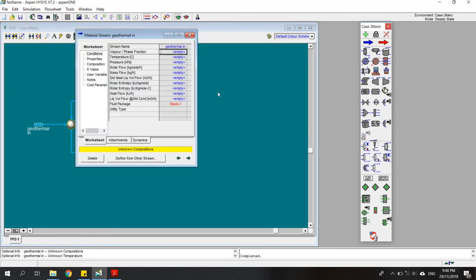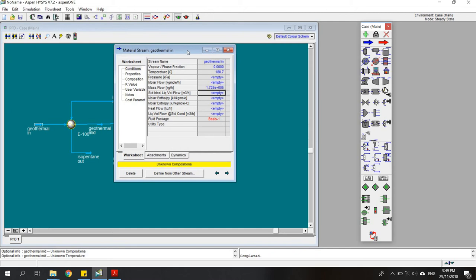For the geothermal in, it is a hot brine, so there will be zero vapor fraction, and the temperature is 180.7. This is all a given number. And the mass flow is 48 kilograms per second. It's just an example. It depends on the hot brine condition of the geothermal power plant.